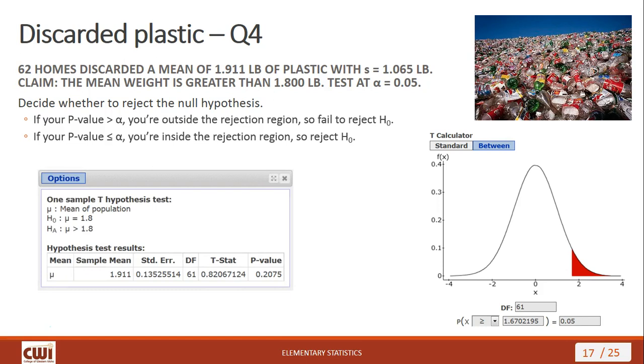Let's look back at our results window again. The p-value is the last value listed in the results window. So a p-value of 0.2075 is greater than our alpha of 0.05. Therefore, we're outside the rejection region and we fail to reject H0.